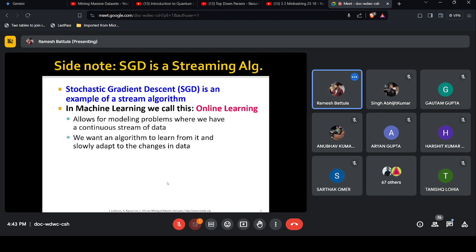Okay. So we can call this machine learning, and machine learning is going to use online learning, which allows modeling of problems where they have a continuous stream of data, and algorithms are learning it and slowly adapt to the changes in the data.